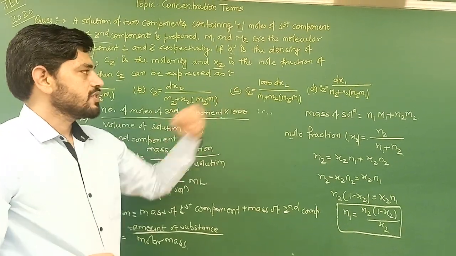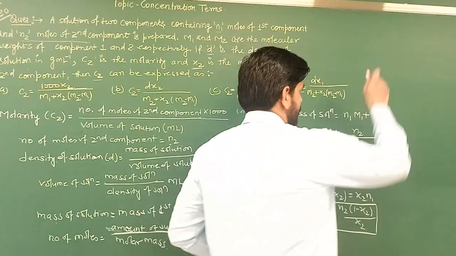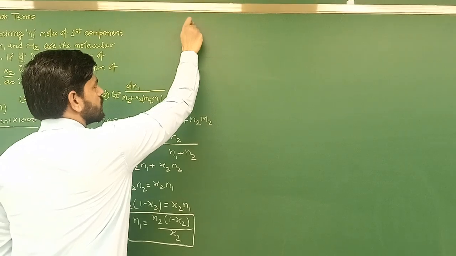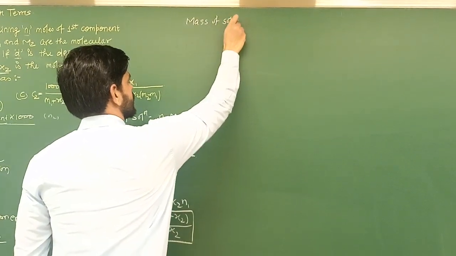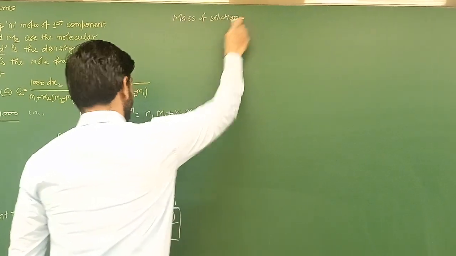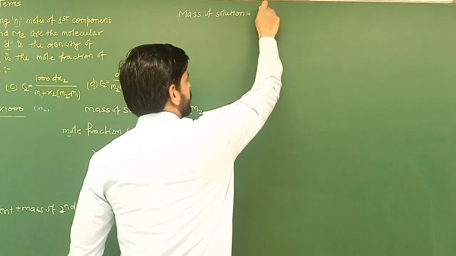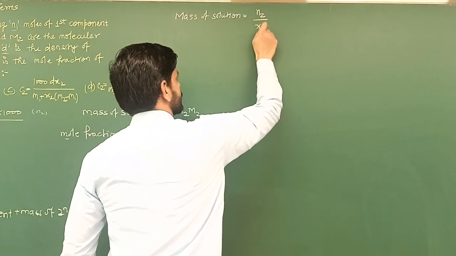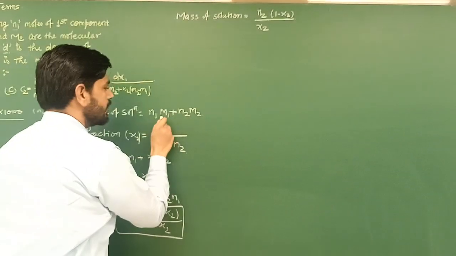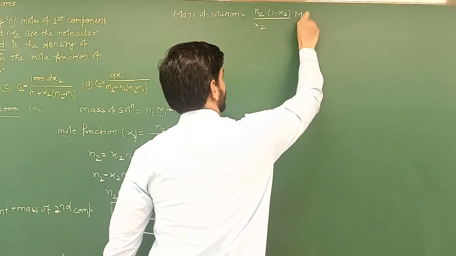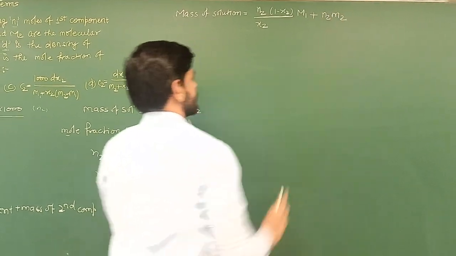Why? Because all the options have either mole fraction or the molecular weight. So the mass of solution is written as N1 into M1 plus N2 into M2. We have to put the value of N1. Therefore, N2 divided by X2 into 1 minus X2, and this should be multiplied by M1, plus N2 into M2. So this is the expression.